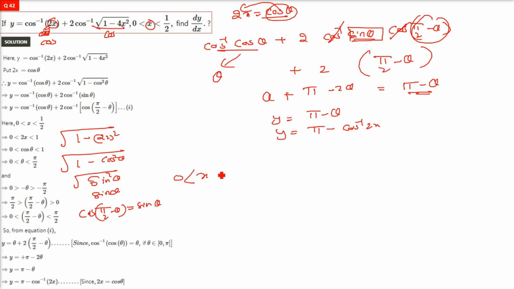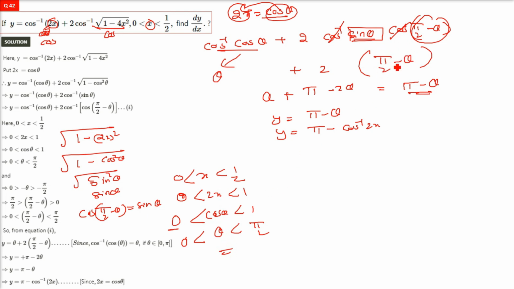X is given between 0 and half. 1 by 2. Now, what is the value? 2x it is. So you have to multiply 2 everywhere. You get 0, 2x, and 2 into 1 by 2 is 1 only. So cos theta will be between 0 and 1. So if you take cos inverse, this 0 will be 0. It will be theta, and this will be equal to pi by 2. So theta is between 0 and pi by 2. Don't worry about that, because we need to have just 0 and pi. Theta belongs to that. So 0 and pi by 2 is inside 0 and pi.